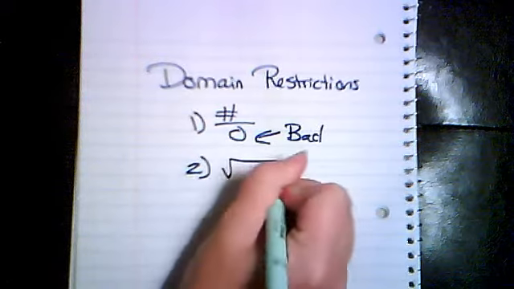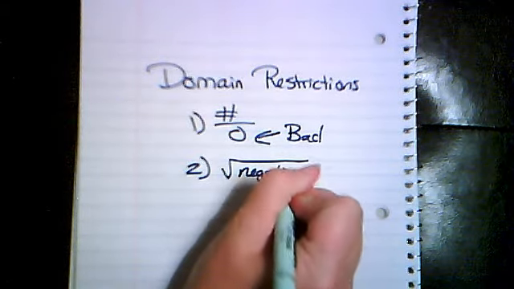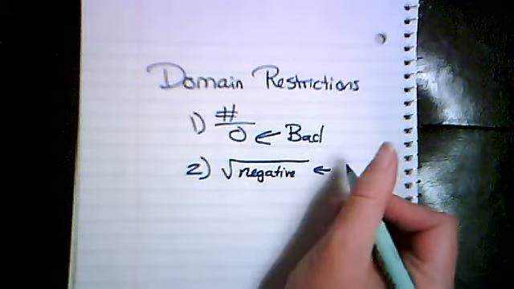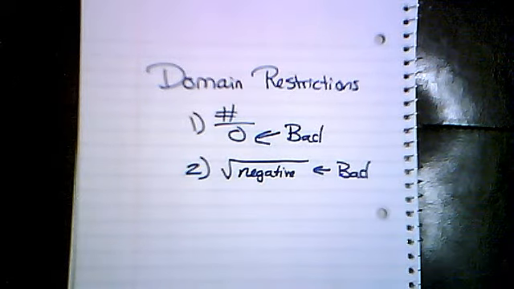Another thing, when you have a radical, you're not allowed to have a negative underneath a radical with an even index. That's also very bad. And we're going to choose our x's so that we can avoid those things.